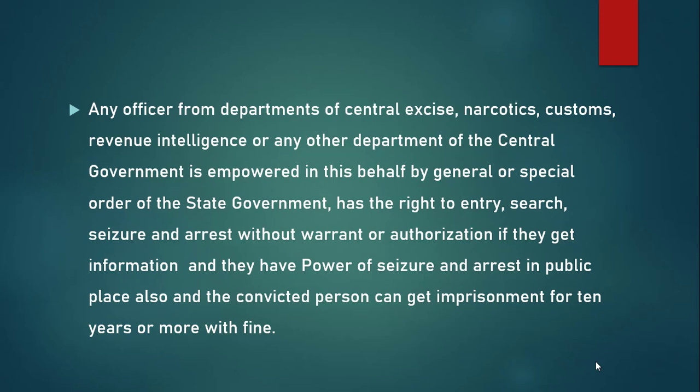Okay, so if people from central excise, narcotics, customs, revenue intelligence, or a department of the central government or state government get any information regarding this illicit traffic, they can directly do the entry, search, seizure, and arrest the people without warrant and authorization, and that particular person will get imprisonment of more than 10 years, and also has to pay a fine.